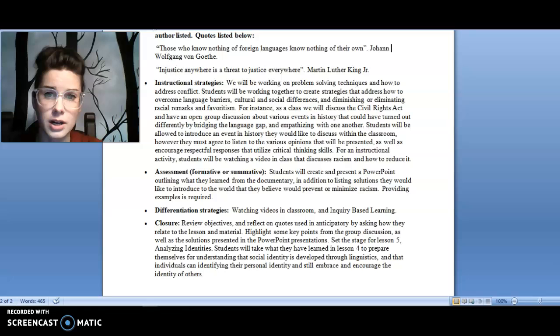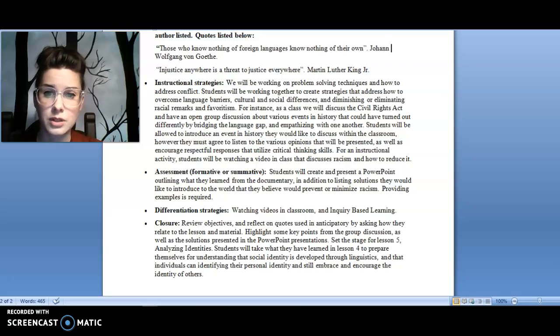In the instructional strategies, we'll be working on a problem-solving technique and how to address conflict. Students will be working together to create strategies that address how to overcome language barriers, cultural and social differences, and diminishing or eliminating racial remarks or favoritism. For instance, as a class, we will discuss the Civil Rights Act and have an open group discussion about various events in history that could have turned out differently by bridging the language gap and empathizing with one another.